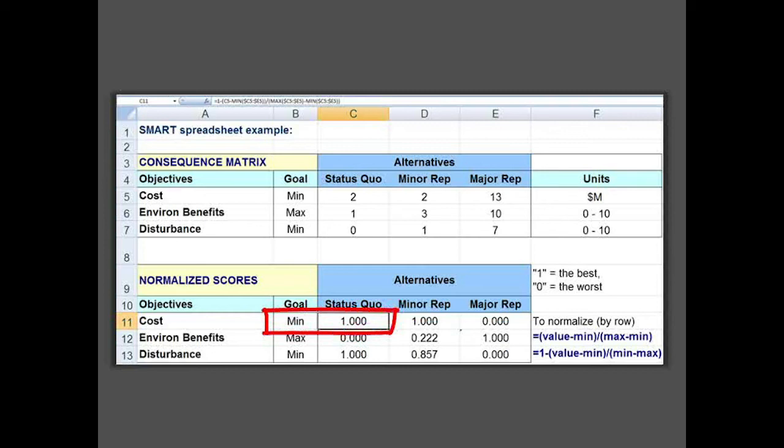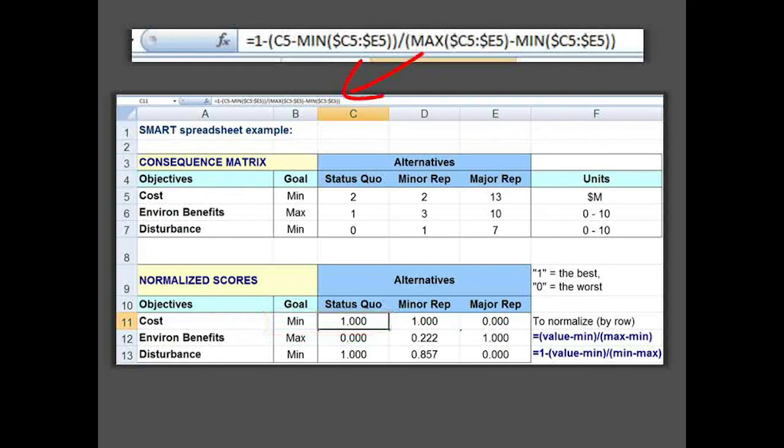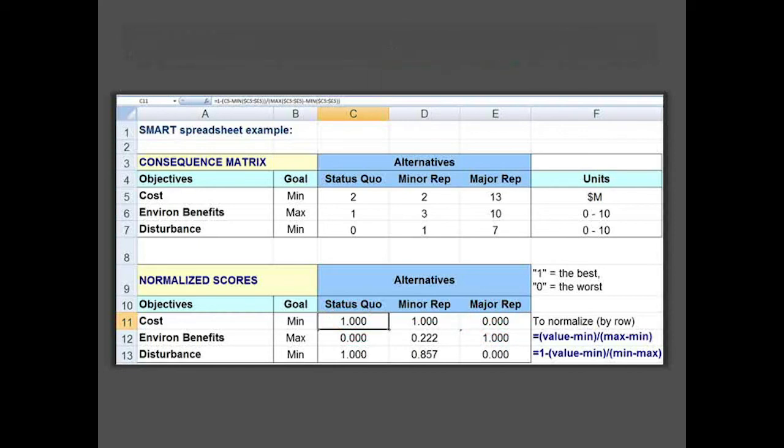Now, if we're trying to minimize rather than maximize the objective, we just use that same formula, but start with 1 minus, and you can see that here. 1 minus that exact same quantity gives us the 1 for the status quo, which is the cheapest, and the 0 for the major repair, which is the most expensive. So now, once we've done that, we've put everything on the same scale, this normalized scale. But now we recognize, and part of the statement of our objectives is that some objectives are actually more important to us than others. And we integrate that weight at this point.